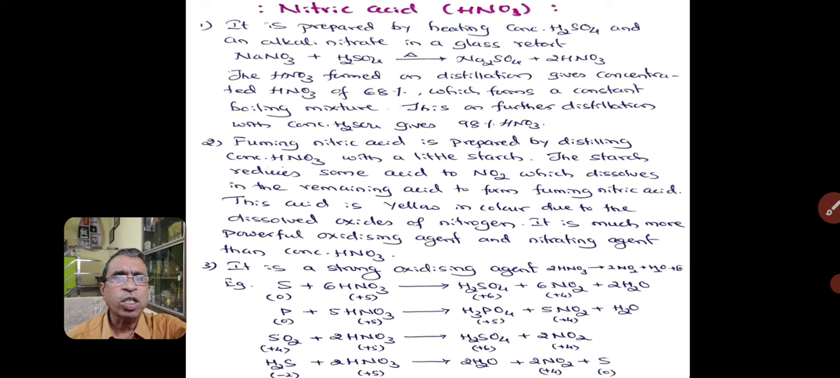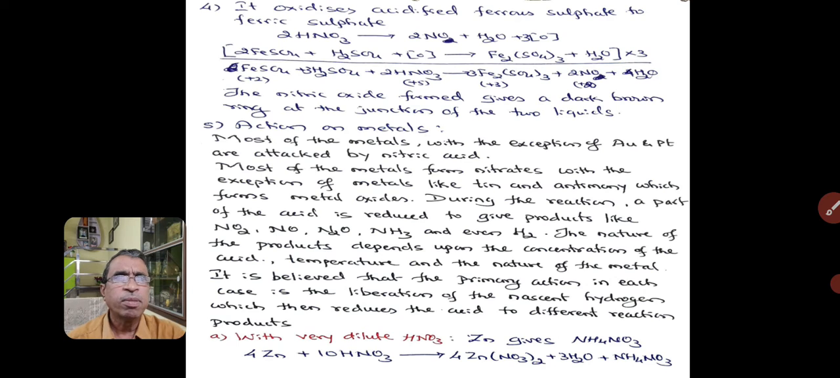The other reactions are with sulfur dioxide and H2S, where sulfur dioxide turns to sulfuric acid and H2S turns to sulfur. It oxidizes acidified ferrous sulfate to ferric sulfate. The nitric oxide formed gives a dark brown ring at the junction of the two liquids. Therefore, this reaction is also called the brown ring test, which is used as the confirmative test to detect the nitrate radical.